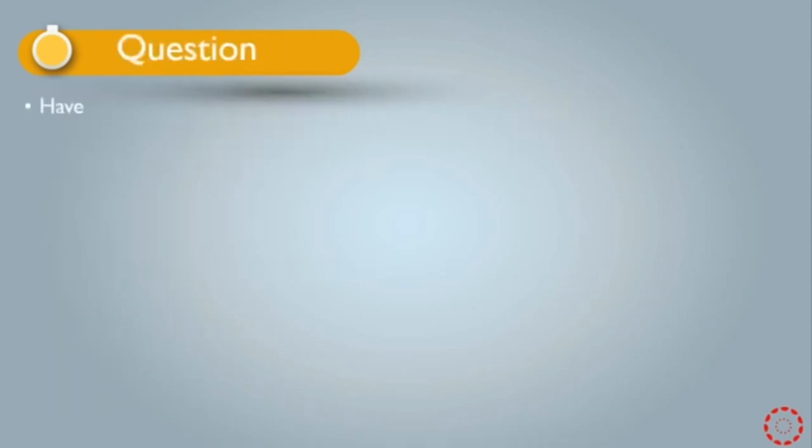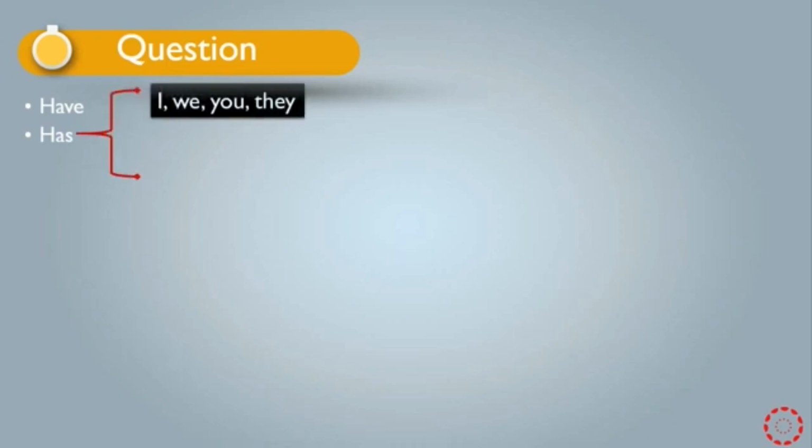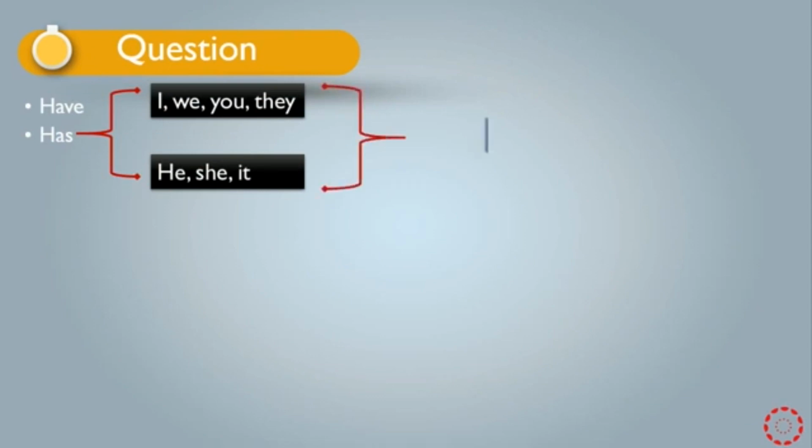We have question form here: have or has at the beginning. Have is used with I, we, you, they, and has is used with he, she, it, and also all of them, followed by what? Past participle. We can say PP, and also a question mark at the end.